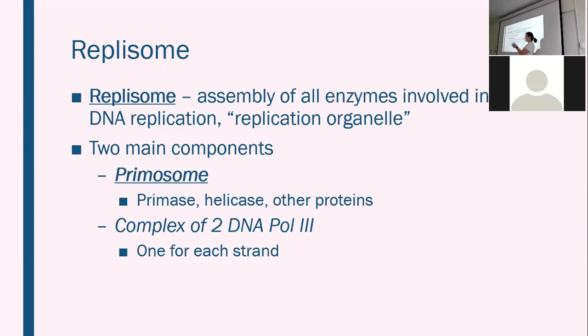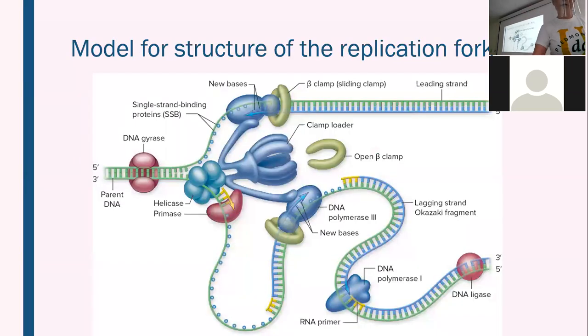Again, 2 main components, one being that primosome. Open the DNA, put the primers on, coat the DNA. And then those 2 DNA polymerase 3s that are actually making the copy. So all those pieces together are the replisome. So when you see that labeled in pictures and things, that's what it is talking about. All right.